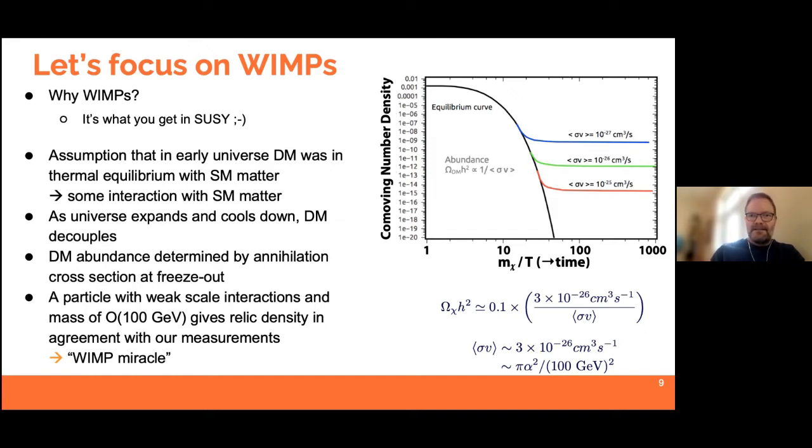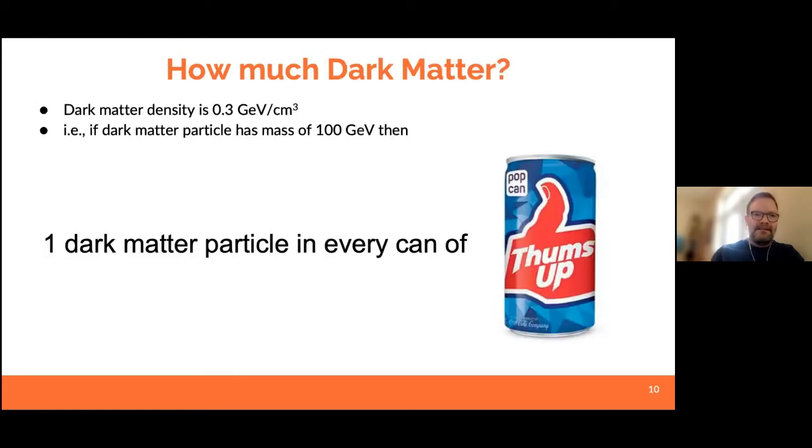Based on the dark matter density, so how much dark matter is there, this is something that's nice to keep in mind. The dark matter density is 0.3 GeV per centimeter cubed. If you then assume a dark matter particle has a mass of 100 GeV, then basically we end up with one dark matter particle in every can of Thums Up. So remember that next time you drink one of those, you may have swallowed a dark matter particle.